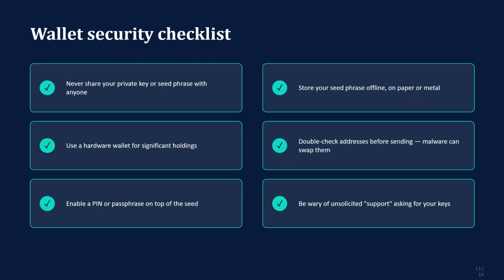Now we are going to see about the wallet security checklist. Let's turn that into a practical checklist. Never share your private key or seed phrase with anyone for any reason. Keep the seed phrase offline. Use a hardware wallet once your holdings are significant. Always double check the destination address before sending. Malware is known to swap clipboard addresses. Add a PIN or passphrase on top of the seed for extra protection. And be skeptical of anyone reaching out asking you to verify your wallet by handing over your keys. That's always a scam.